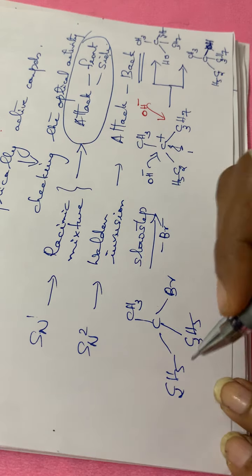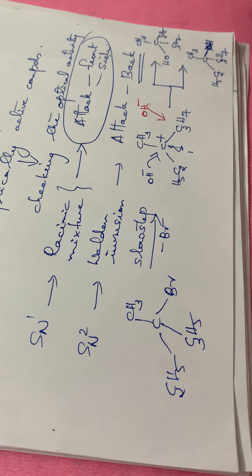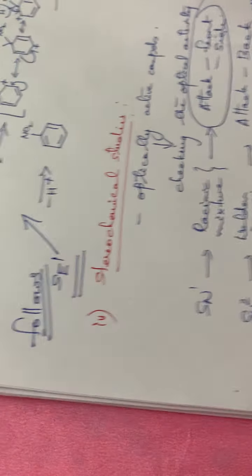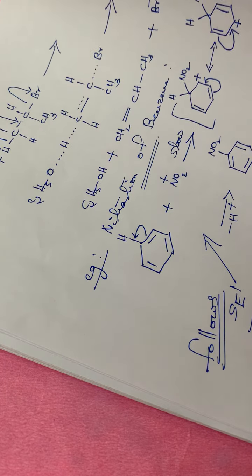So this is the case of SN reactions. Then the next is, I'll be writing one example for Walden inversion also. That is also given in your textbook.